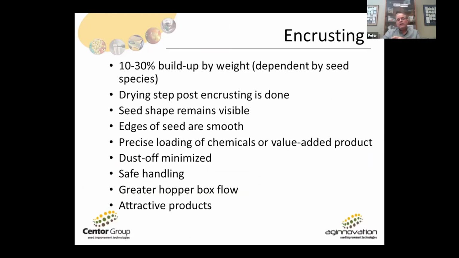Encrusting is traditionally 10 to 30% buildup by weight, depending upon seed species. A drying step post encrusting is done because we're adding a lot of moisture to be able to build that seed up by weight. The seed shape remains visible. The edges are smooth. We can precisely load on chemicals or other value-added products. Dust off is minimized. We have seed handling and copper box flow advantages, and we have very attractive products. So encrusting offers a lot of opportunity for doing a number of different technologies on seed that pull us in a direction that allows us these values.